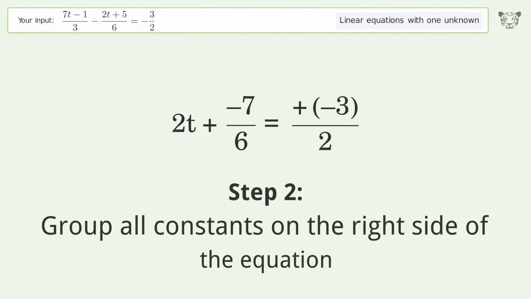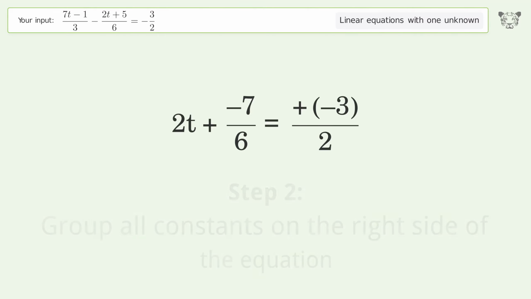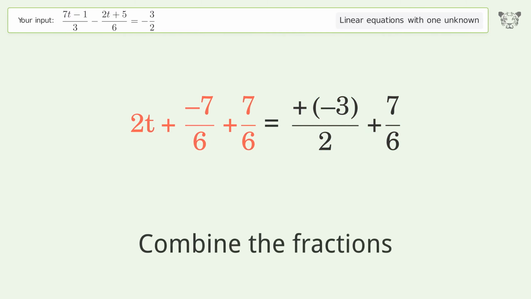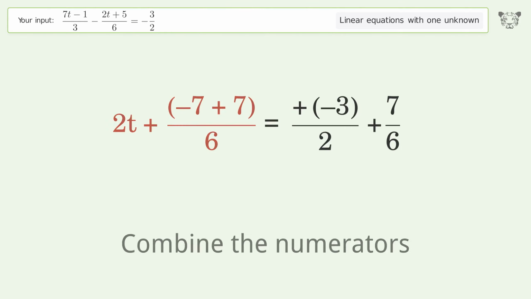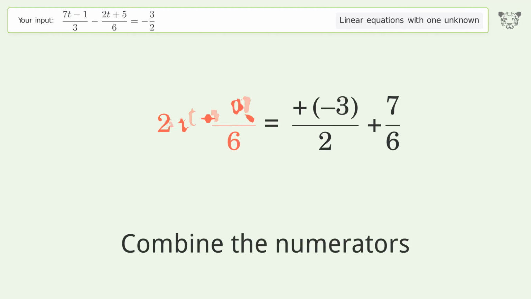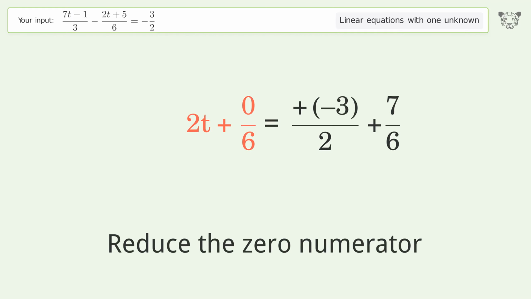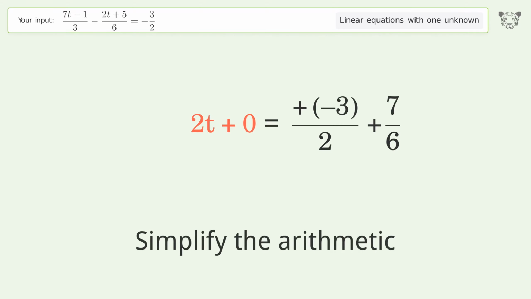Group all constants on the right side of the equation. Add 7/6 to both sides. Combine the fractions. Combine the numerators. Reduce the zero numerator. Simplify the arithmetic.